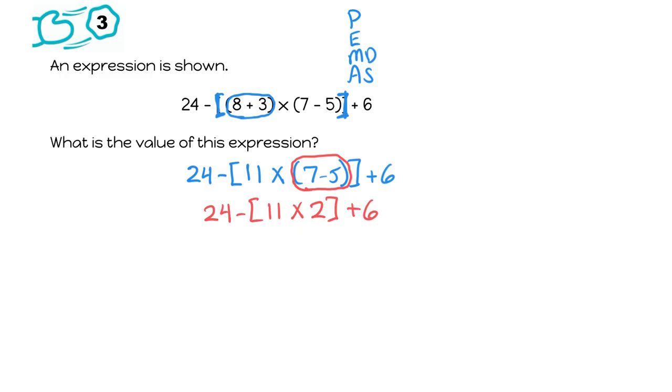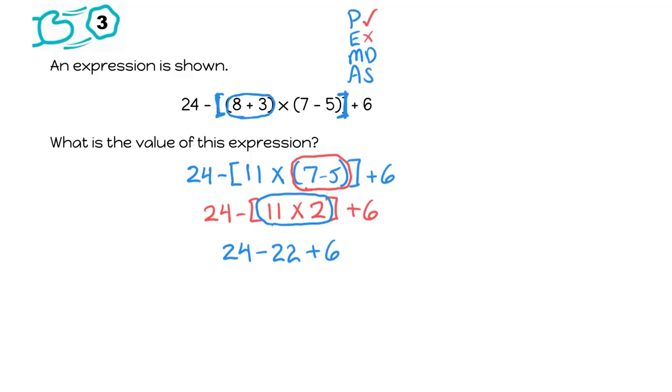Still looking inside those brackets, I've only got one thing left to do, so my next step is 11 times 2, and I can finally get rid of those brackets because this is all that's in them at this point. So 24 minus 11 times 2 is going to be 22 plus 6. Now we're finally done with those parentheses.